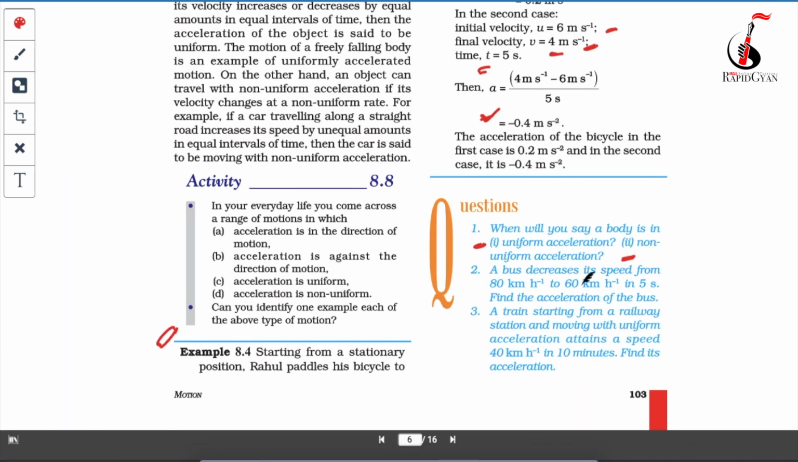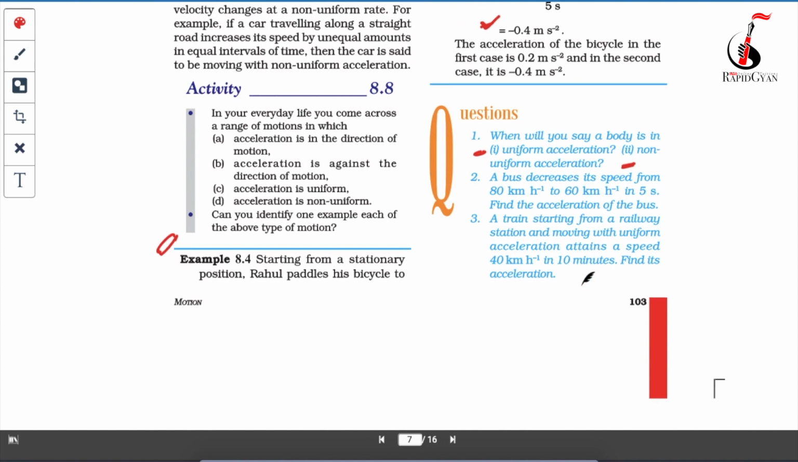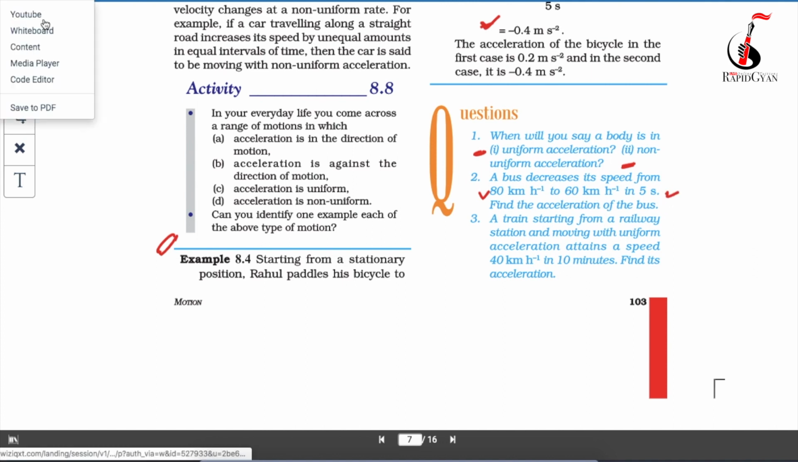Next, let me check. Okay, they are saying a bus decreases its speed from 80 km per hour to 60 km per hour in 5 seconds. So can anyone tell me whether this is the case of positive acceleration or negative acceleration? This is the case of negative acceleration, because your initial velocity was 80 and your final velocity is 60. So it's decreasing, and in 5 seconds find the acceleration. Okay, let's solve this question.